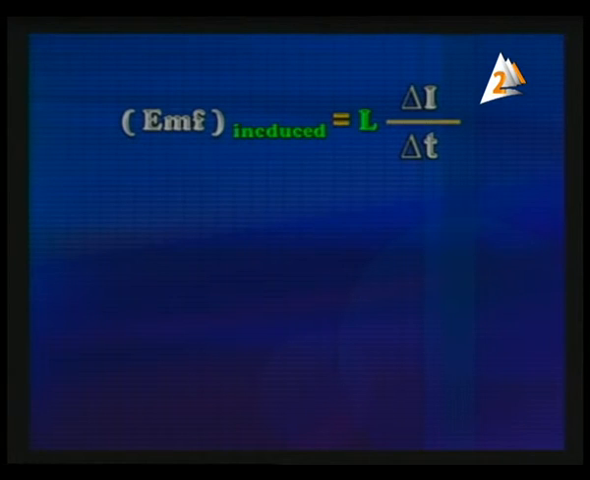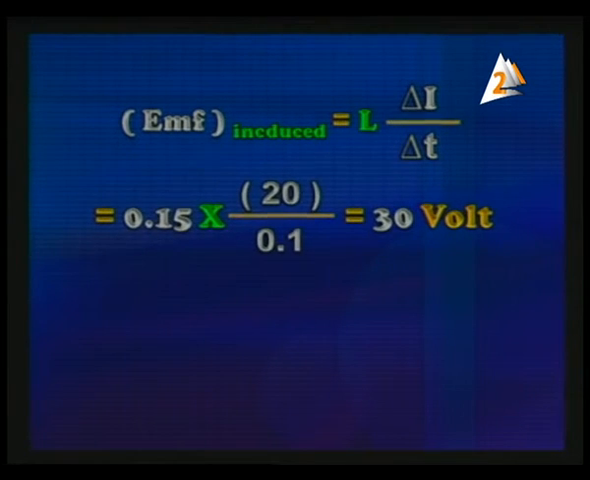Since EMF is equal to L ΔI over Δt, it is equal to 0.15 times 20. The current is reversed, so it is multiplied by 2 over 0.1. EMF is equal to 30 volt.